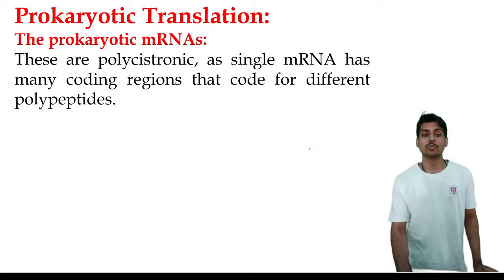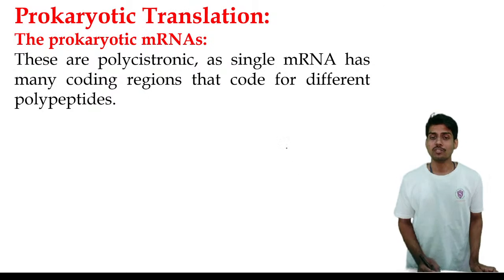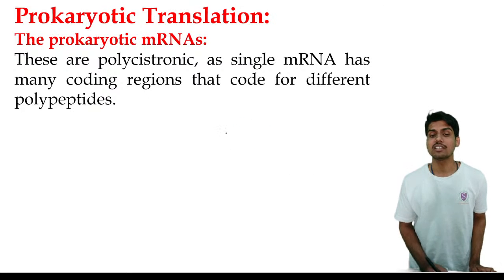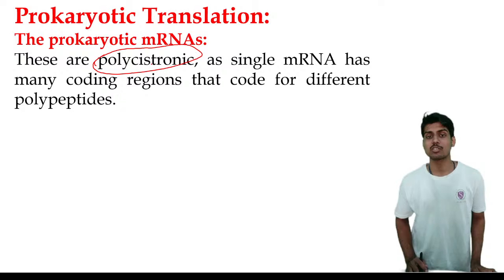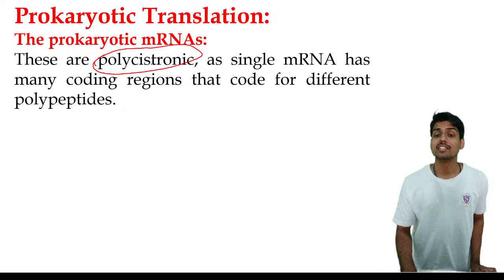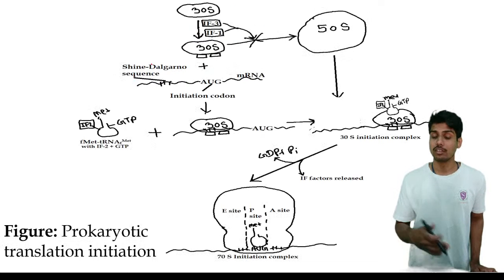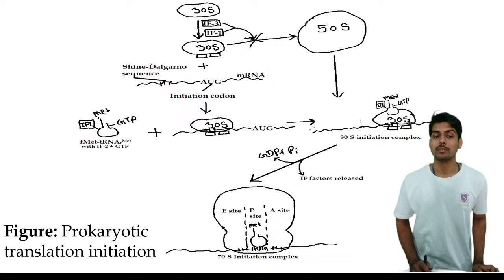Okay, now we move to translation in the case of the prokaryotes. The only difference with prokaryote translation is that, see, in the case of the eukaryote, the mRNA was monocistronic. Okay, means what, the mRNA can only synthesize one protein. But in the case of the mRNAs of the prokaryotes, these are polycistronic. What does this polycistronic mean? These mRNAs have many coding regions that can code for different proteins. Now let's see how the initiation is occurring in the case of the prokaryotes.